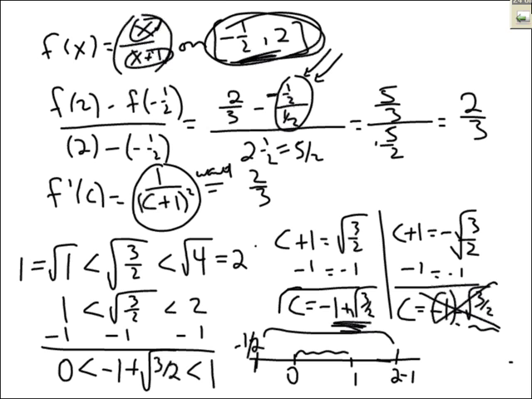So there is your c value. C is equal to negative 1 plus the square root of 3 over 2. Okay. Do not give up on doing those first 2 steps. You have to verify that it's a Rolle's theorem, a mean value theorem problem.